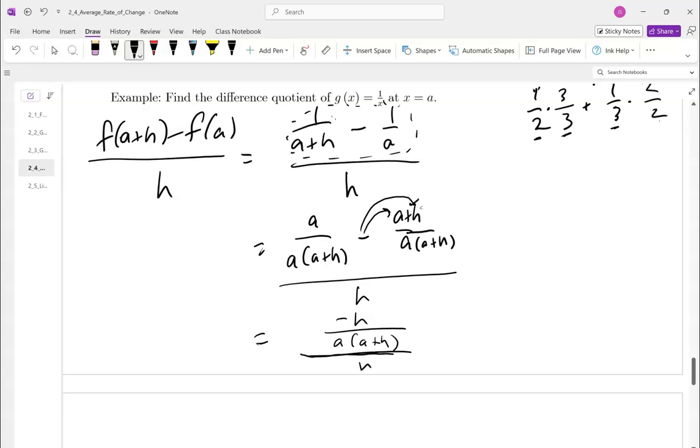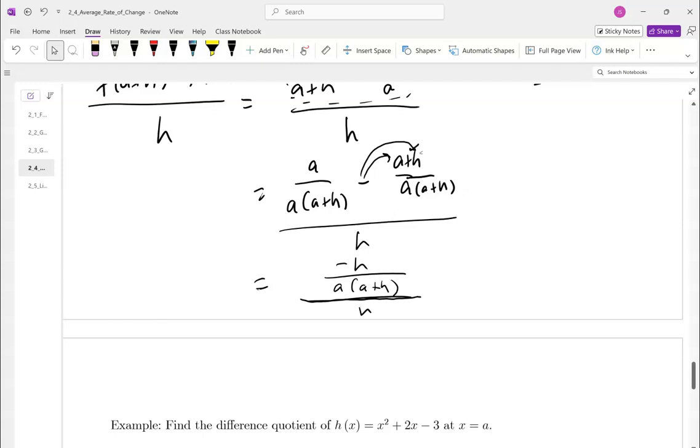All over H. Okay. Everybody okay with combining those two? Now I still need to simplify.